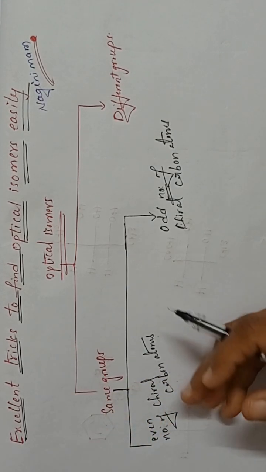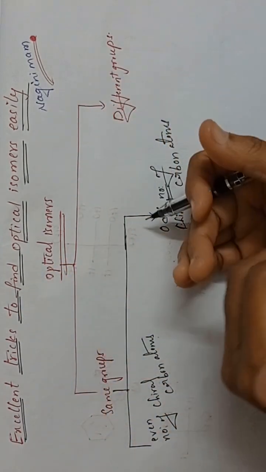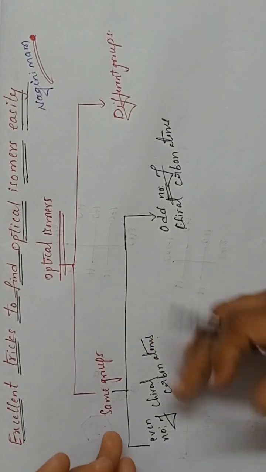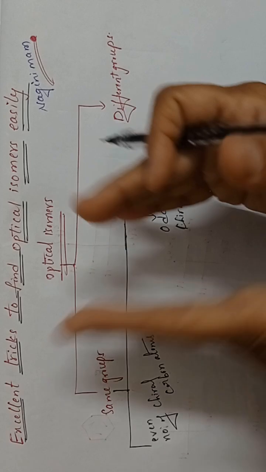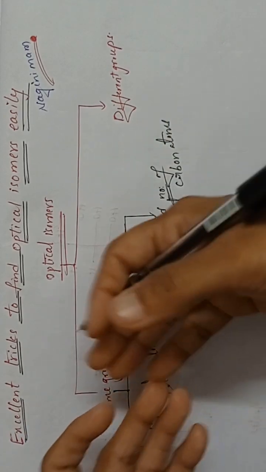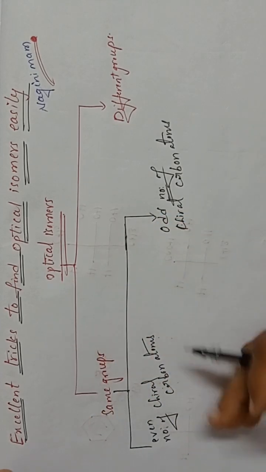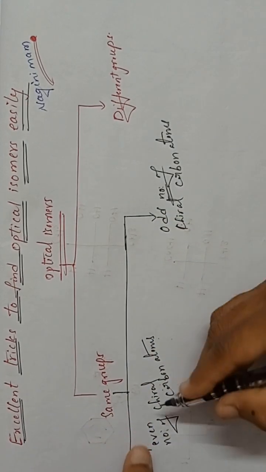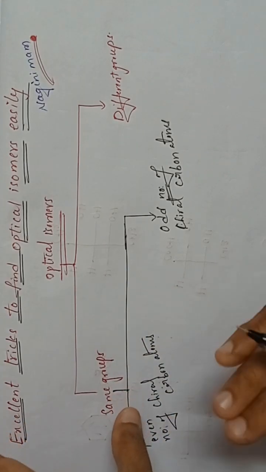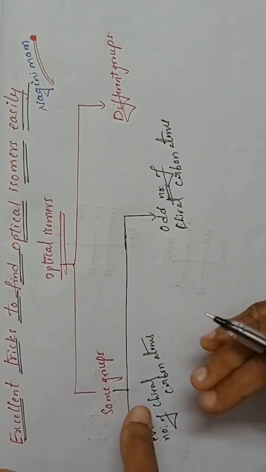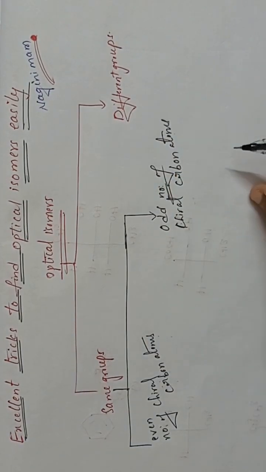What is a chiral carbon? You know already. Chiral carbon means the carbon which is surrounded by four different groups. Understanding? Four different groups attached to the same carbon, that carbon is called a chiral carbon. Chiral carbon, chiral center, stereogenic center, stereo center, asymmetric carbon atom, different names are there. Now see here, if an odd number of chiral carbon atoms are there, we have to follow different formulas.